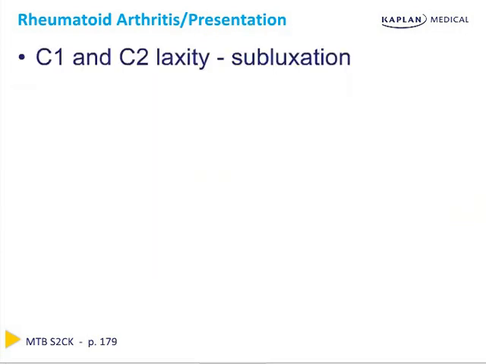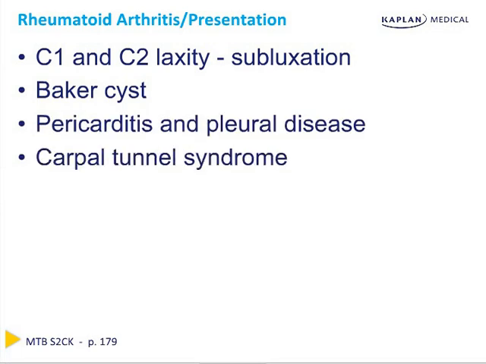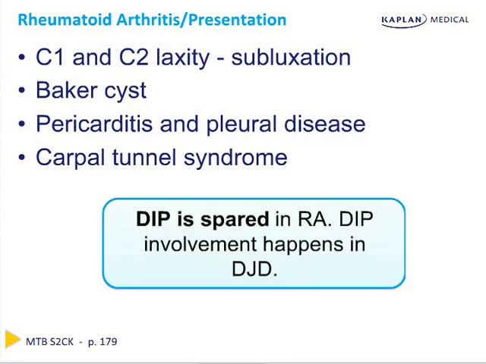Rheumatoid arthritis has cervical joint involvement, particularly at C1 and C2. This can lead to subluxation. A Baker cyst may rupture and mimic a DVT. They're very common in rheumatoid arthritis. Patients can also have pericarditis and pleural disease, and remember, as we discussed earlier, carpal tunnel syndrome is very common. A little tip, remember the distal interphalangeal joint is spared in rheumatoid arthritis. The distal is only involved in degenerative joint disease.